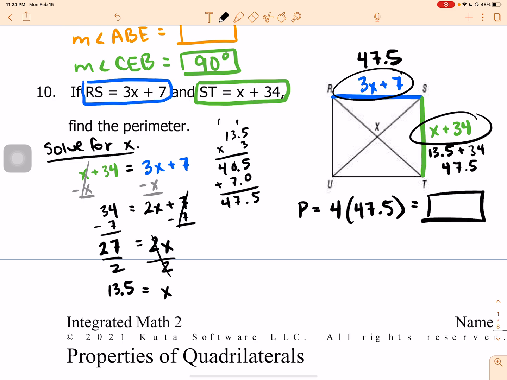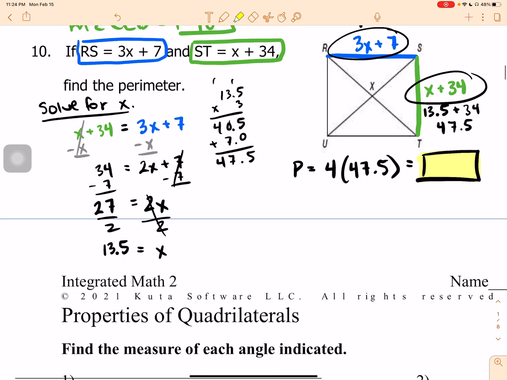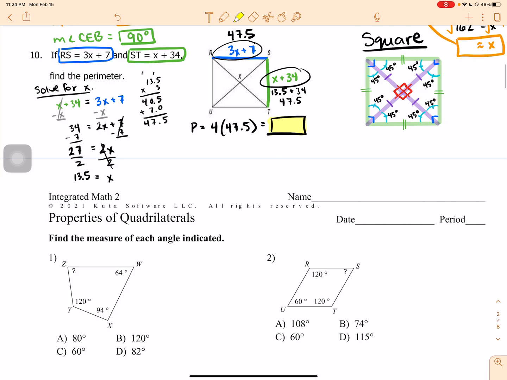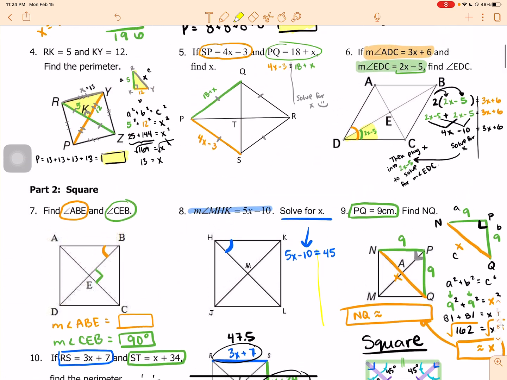So find the perimeter. That's just all the outsides of the square. And again, since all the sides are equal, you can just multiply it by 4 because there's 4 sides. All right. Now I'm only going to do the odds. Hopefully I can get through all 12 odds.